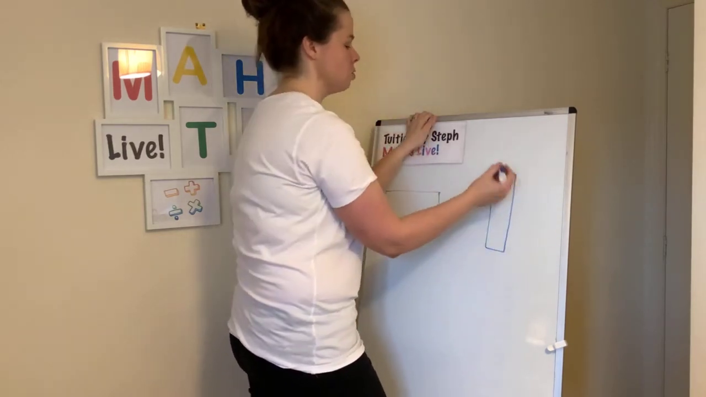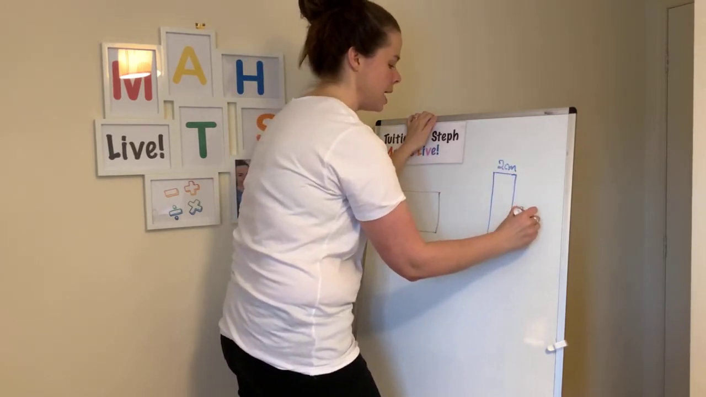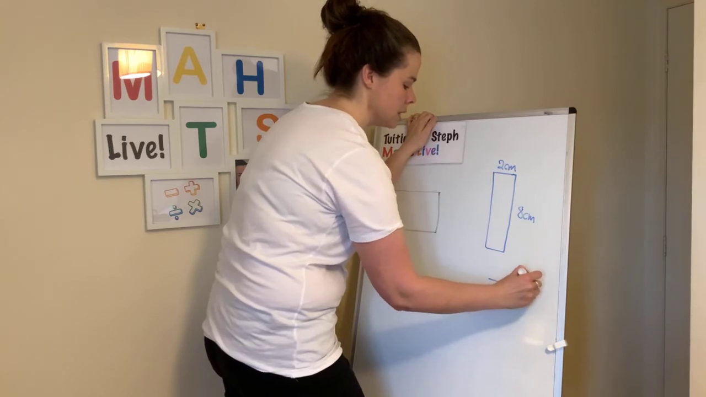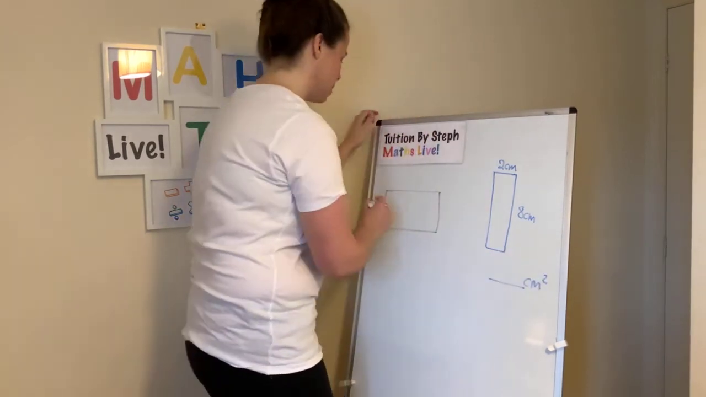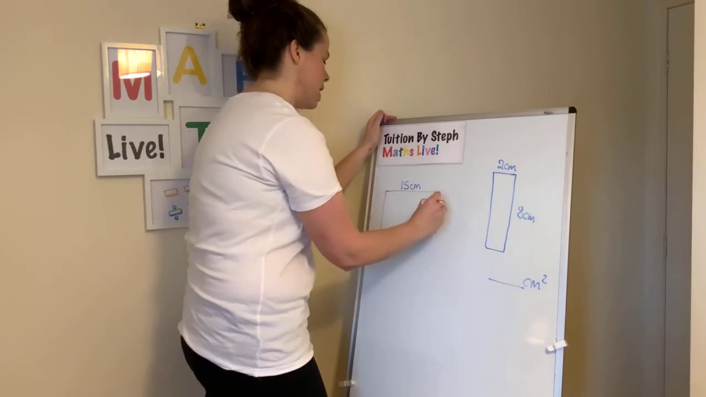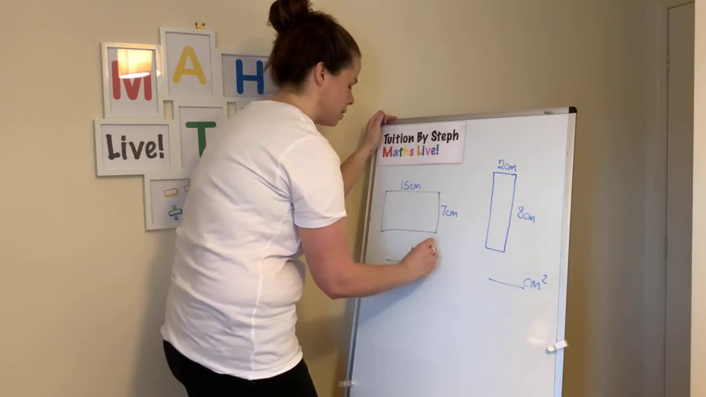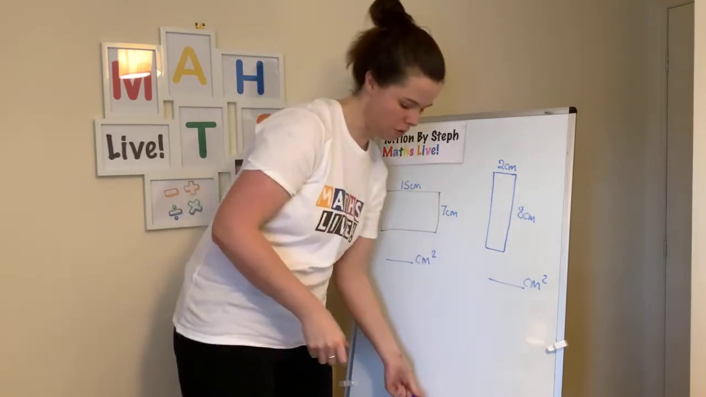So, I told you that this was 2 centimetres and this was 8 centimetres. What is the area of this rectangle? And if I told you this was 15 centimetres and this was 7 centimetres, what is the area of this rectangle? Off you go, off you go.